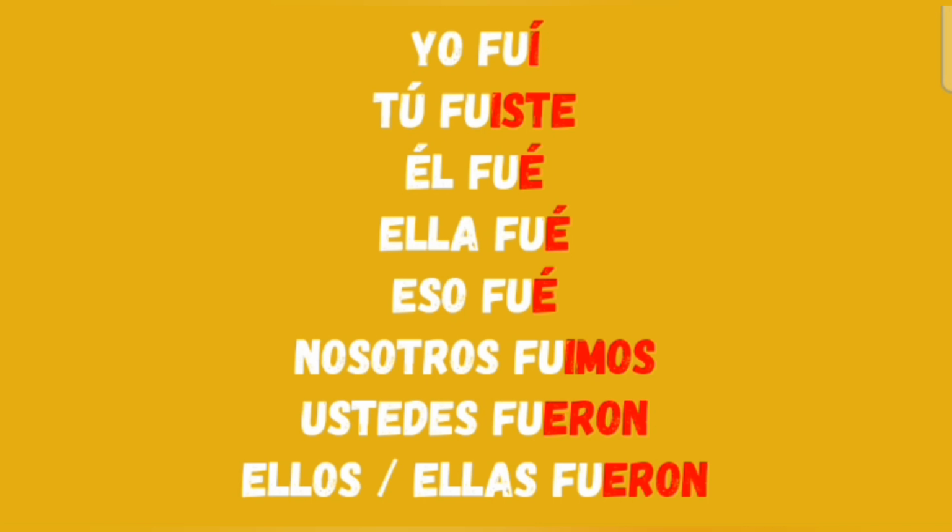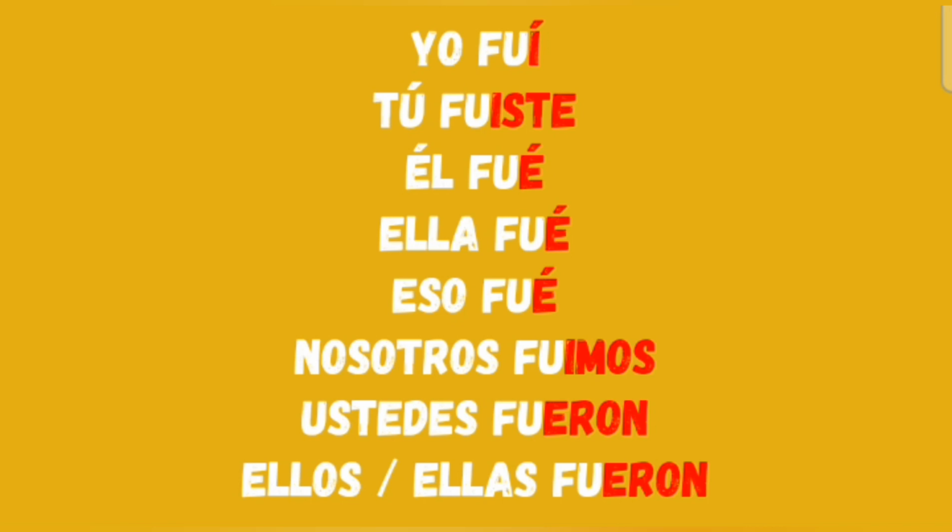If you want to say I went, then you have to say yo fui. Okay, as you can see, it doesn't have the same words as ir. It's different. That's why it's an irregular verb. If you want to say you went, then you have to say tú fuiste. Check, the root word is the same in all the personal pronouns: fu, fu, fu. And then the ending is changing according to the personal pronoun you have. But also it's different. That's why it's an irregular verb.